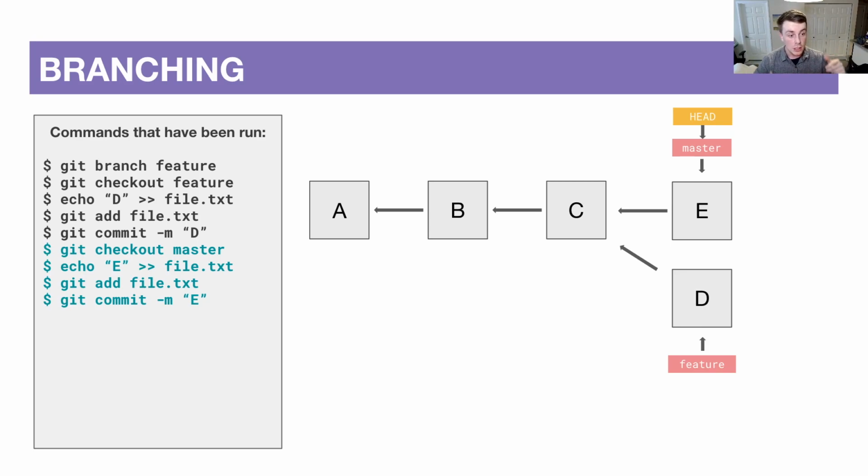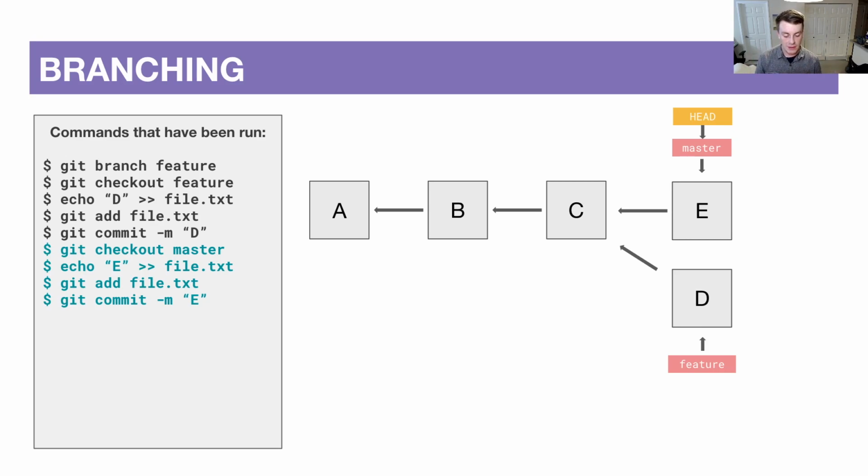So on master, the most recent commit is E and its parent is C. So it thinks the version history of events went E, before that C, before that B, before that A. But feature is on a slightly different history. It says that the most recent commit was D, and the thing before that was C, B, A. And these slightly different versions of history can actually be really, really helpful when you want to develop separately.